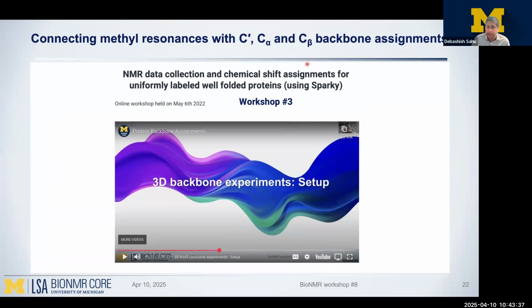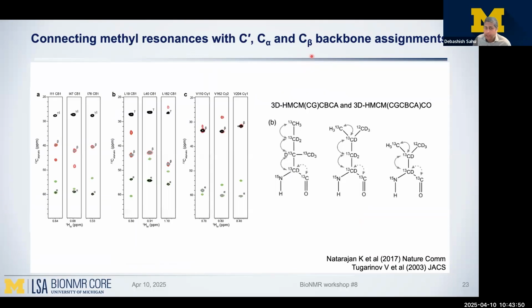So if you have those assignments, of course, you can also run a CCCONH in that case, or you can run an HCCH TOCSY, wherein you can connect your methyl groups to these C alpha and C beta chemical shifts. Okay. Again, this is the other technique that you can use.